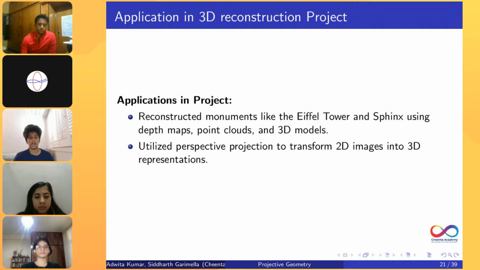So here's the application in the 3D reconstruction project. The applications in the project would be reconstructing monuments such as the Eiffel Tower and the Sphinx using depth maps, point clouds, and 3D models. And we utilized perspective projection to transform 2D images to 3D representations.